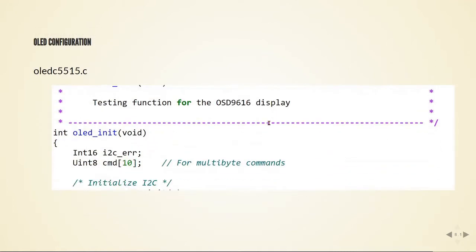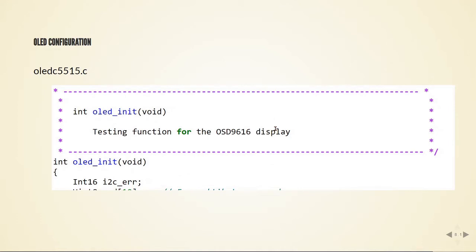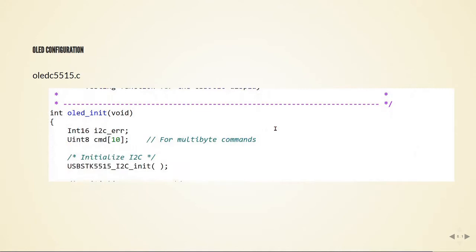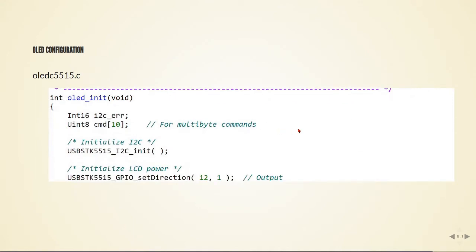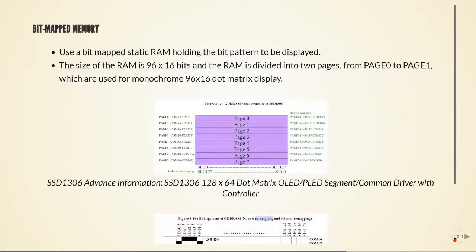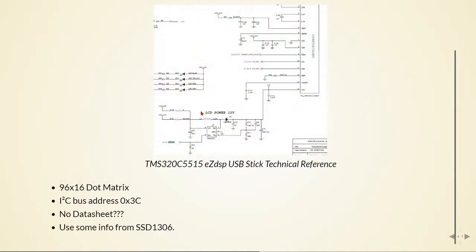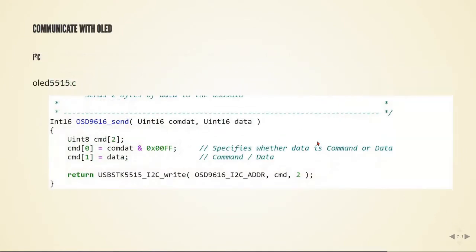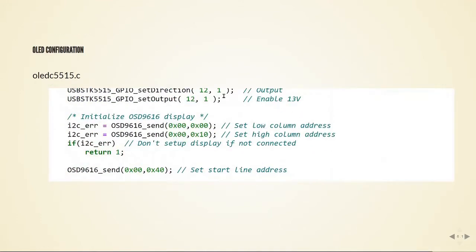Then we also have this initialization file for the OLED. The OLED has a lot of possible configurations. So we also have to initialize the I2C bus. Here is to power up. As I mentioned, the OLED is connected to a power circuit that is enabled by a GPIO from the processor. So we need to enable this GPIO to give power to the OLED, and we are doing this here.